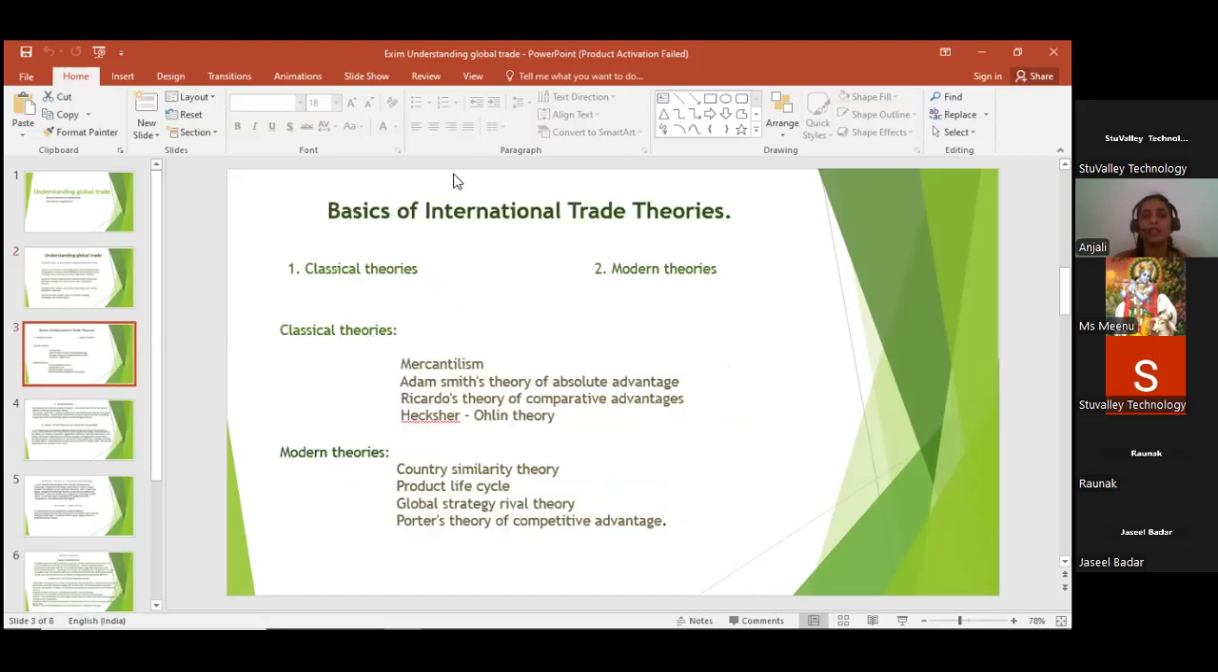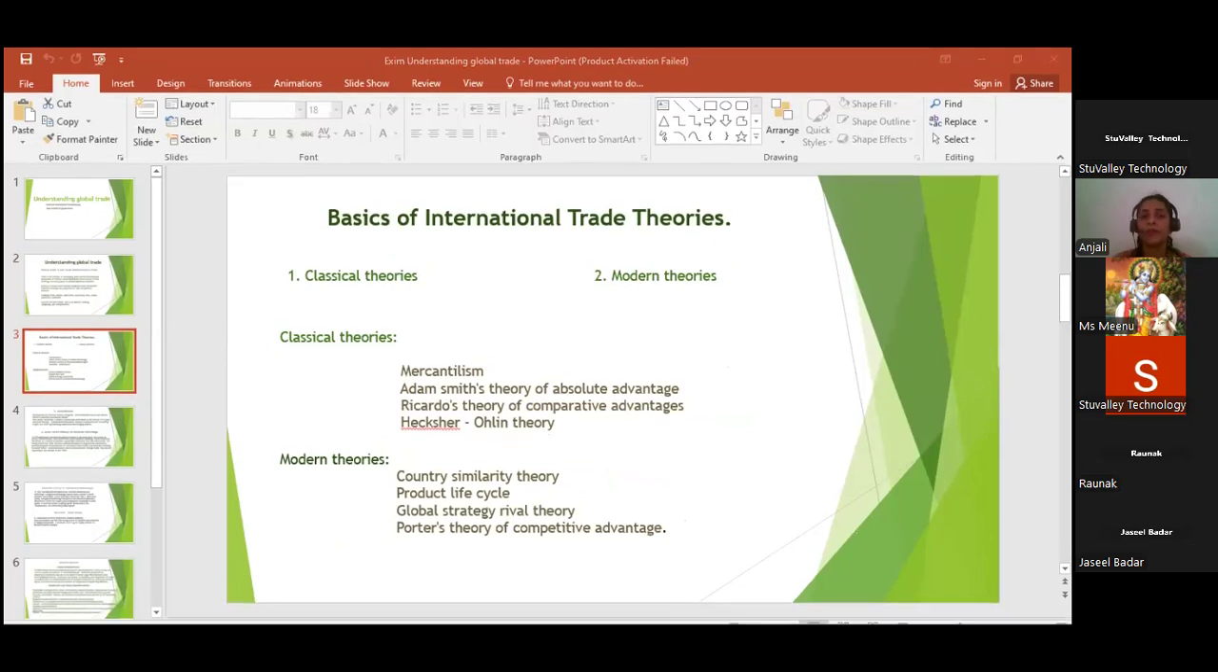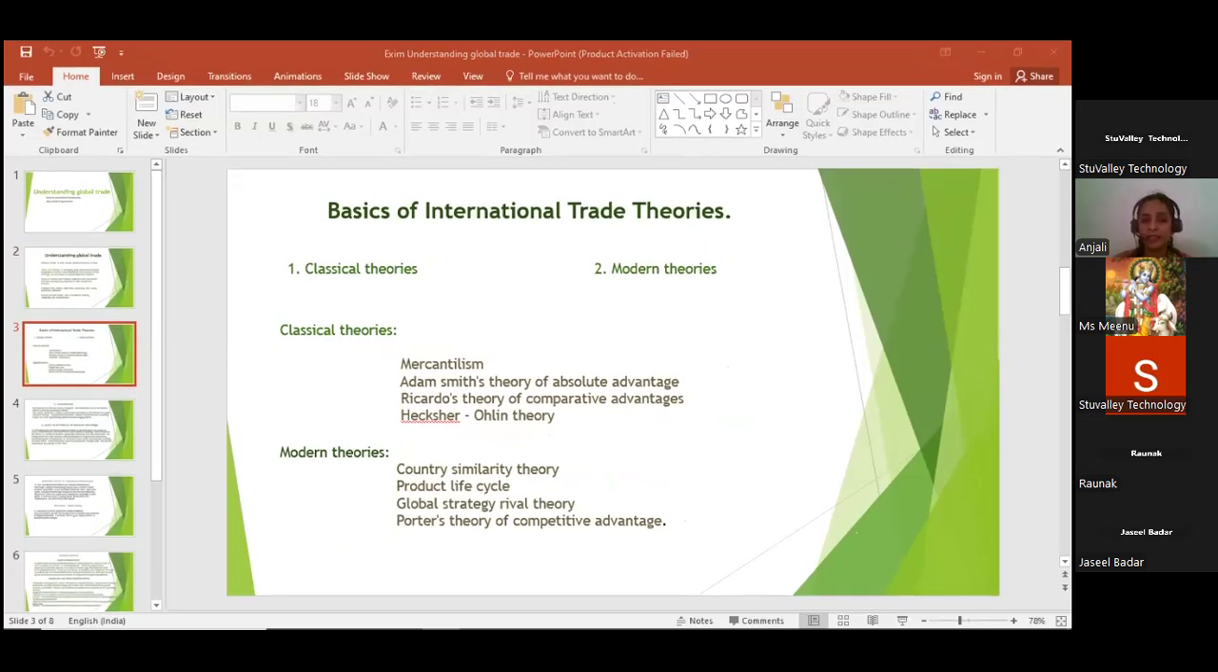Yes, welcome. So next is about the basics of international trade. We have two types of international trade. First comes the classic theory, and the other one is the modern theory. First, we are going to study what the classic theory is. So in international trade, early, in the 16th century, trade started developing once they got to know that worldwide there are also different countries.